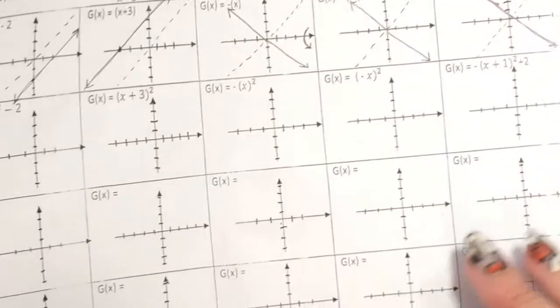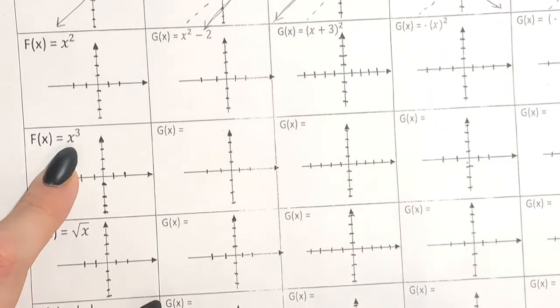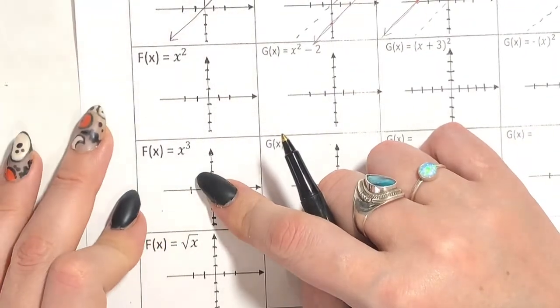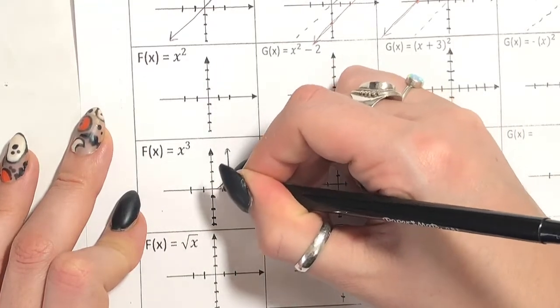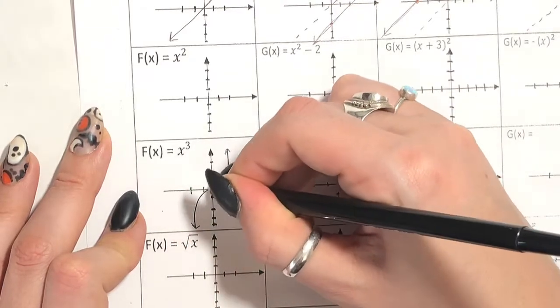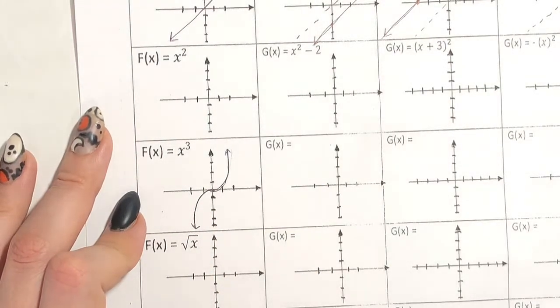I don't think we'll do this whole paper just because it would take forever for a YouTube video. Let's do the x cubed one. Okay, so we're starting with x cubed. I'm just going to draw the parent function again. It's like you have half of a parabola going up, and then instead of finishing the other half on the other side, it flips down. So you have two halves of a parabola to get this little swirly shape. So that's what x cubed's parent function looks like. It's centered at 0, 0 for the parent function.